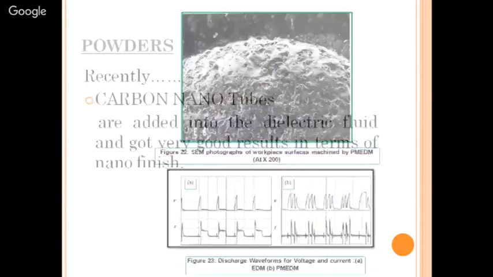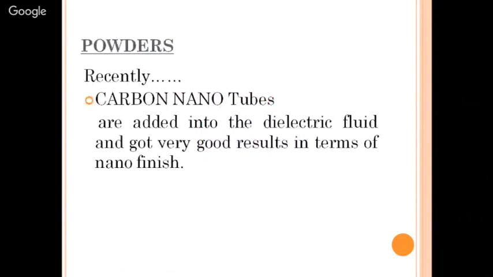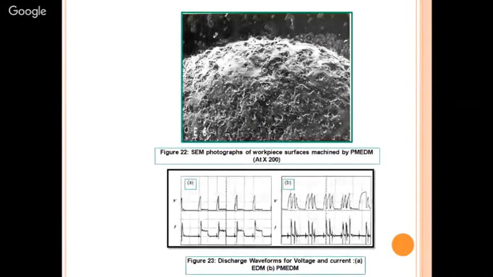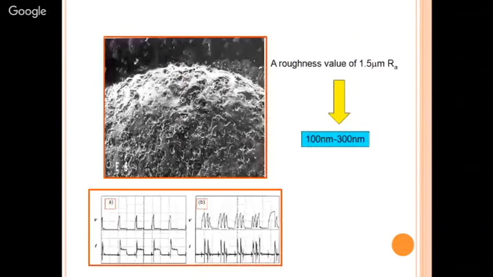So what happened in this process? By adding the carbon nanotubes into the dielectric fluid, this is the SEM photograph of the workpiece surface machined by powder mixed EDM compared with conventional EDM. A roughness value of 1.5 micron, achieved by the EDM process, has been reduced to 100 to 300 nanometers by powder mixed EDM. This is one of the achievements of our research work. We brought down the surface roughness to the range of 100 to 300 nanometers.